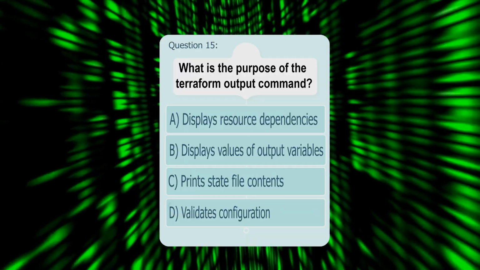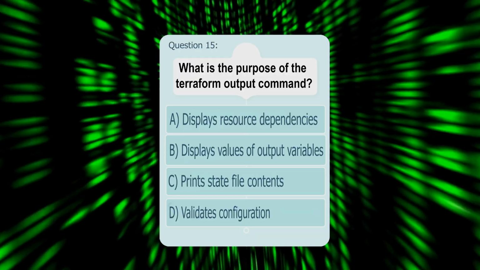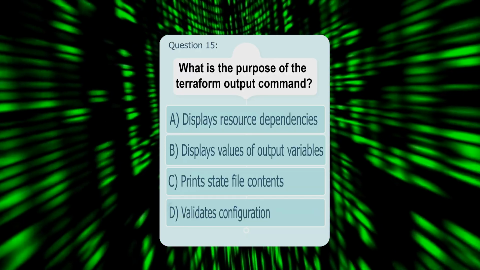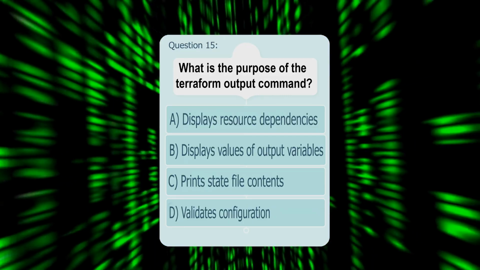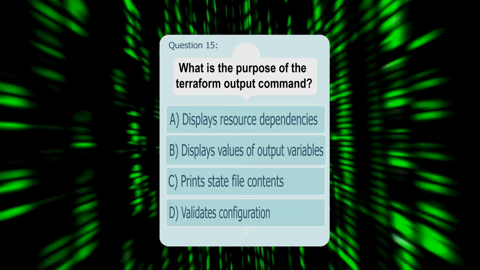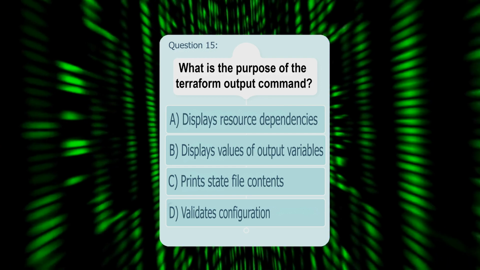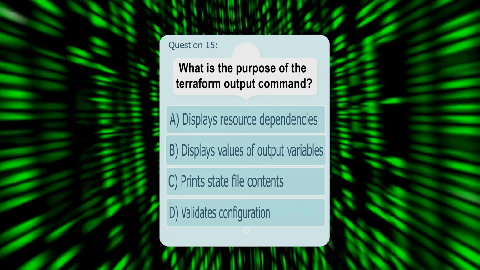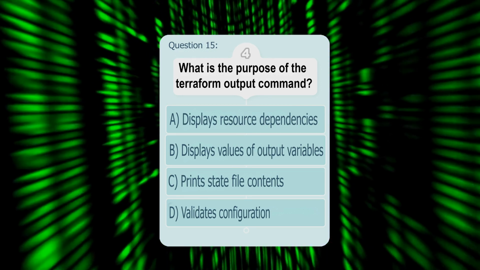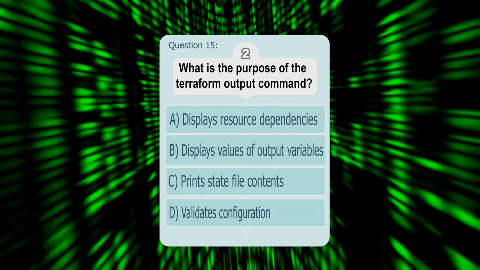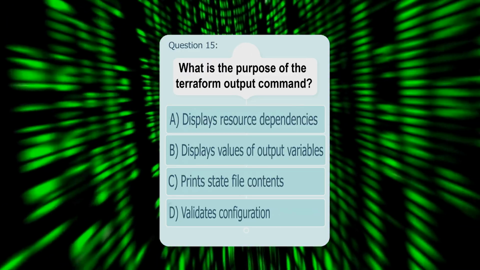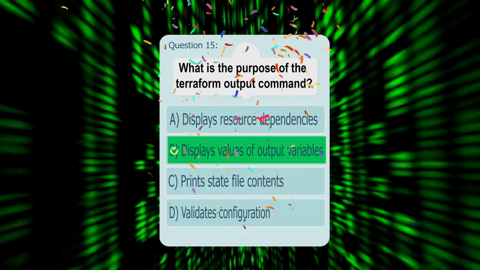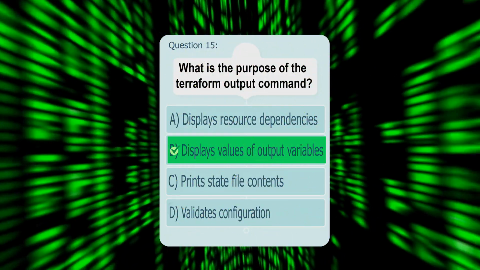Question 15. What is the purpose of the Terraform output command? A. Displays resource dependencies. B. Displays values of output variables. C. Prints state file contents. D. Validates configuration. Answer. B. Displays values of output variables.